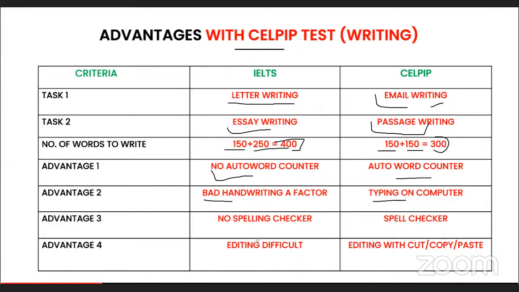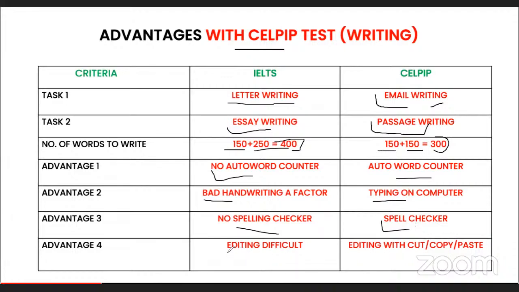Then coming to the spell checkers, so in IELTS exam you don't get any spell checkers, but in CELPIP exam you do. So CELPIP is the only exam which provides you a spell checker, and once you get any spelling which is wrong, you just click on it. There will be a red line just below it, and then you can get it corrected. So you don't have to worry about the spell checker part as well.